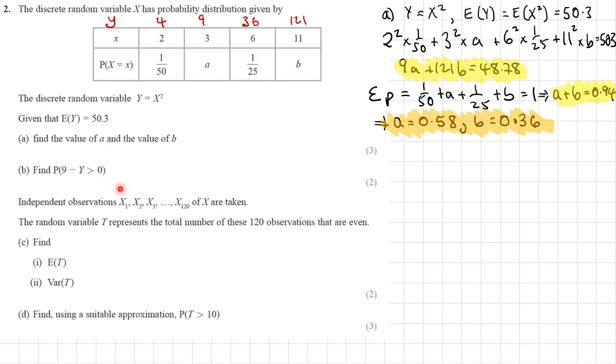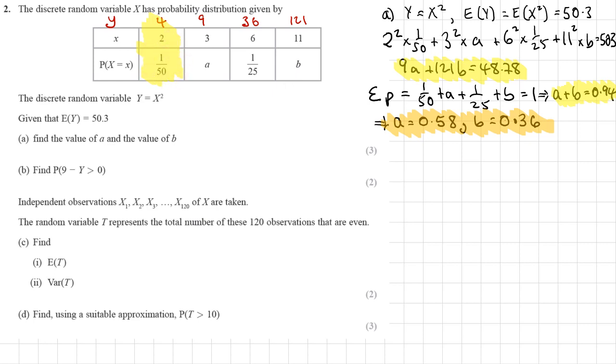greater than 0. So if I start with this first column here, 9 minus 4, that's definitely greater than 0. So I want that probability, which is 1 over 50, but I'll just put that column. If I go to the second column and do the same thing, 9 minus the value of y, 9 minus 9, well that's not greater than 0, so I don't want that. And in fact, if I do 9 minus any of these other values, they're all going to be negative, so they're not going to be greater than 0, so it's just this probability here.